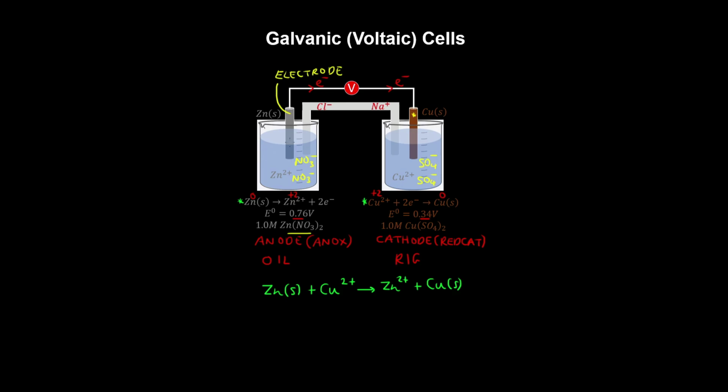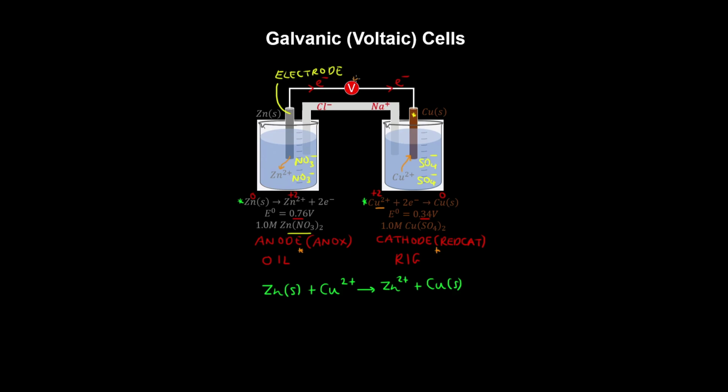So when zinc is oxidized, you have solid zinc converting to zinc ions in the solution. And when copper is reduced, you have copper ions attaching to the copper electrode. So at the anode, you have a reduction of mass, and at the cathode, we have a gain of mass on the electrode.